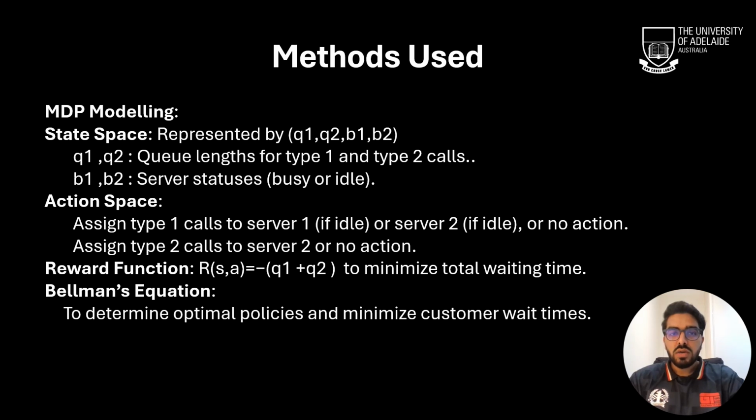It does this by penalizing the total number of customers waiting in the queues, ensuring that calls are routed efficiently to available servers. To compute the optimal policy that minimizes waiting times, we use the Bellman equation. This equation helps us calculate the best decision at each state, considering both immediate rewards and long-term outcomes. The goal is to determine the optimal action for routing calls, reducing customer wait times, and improving overall efficiency.